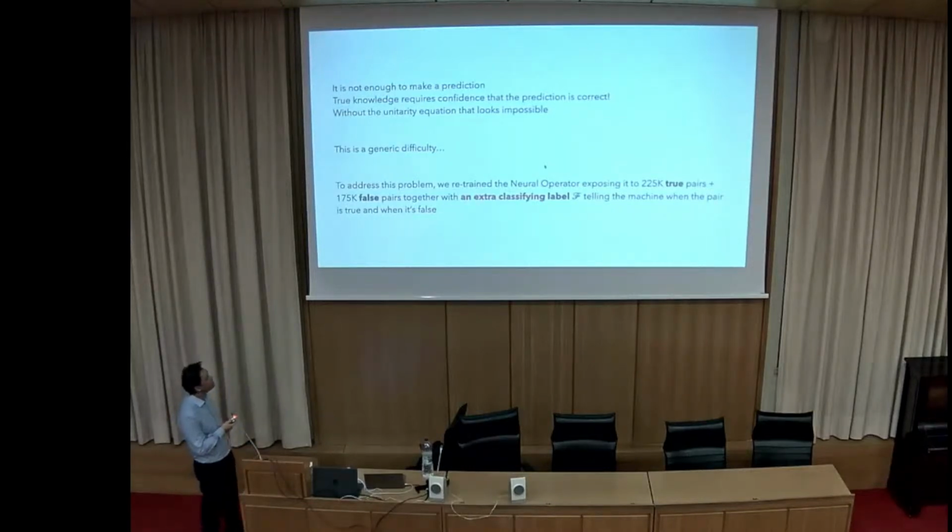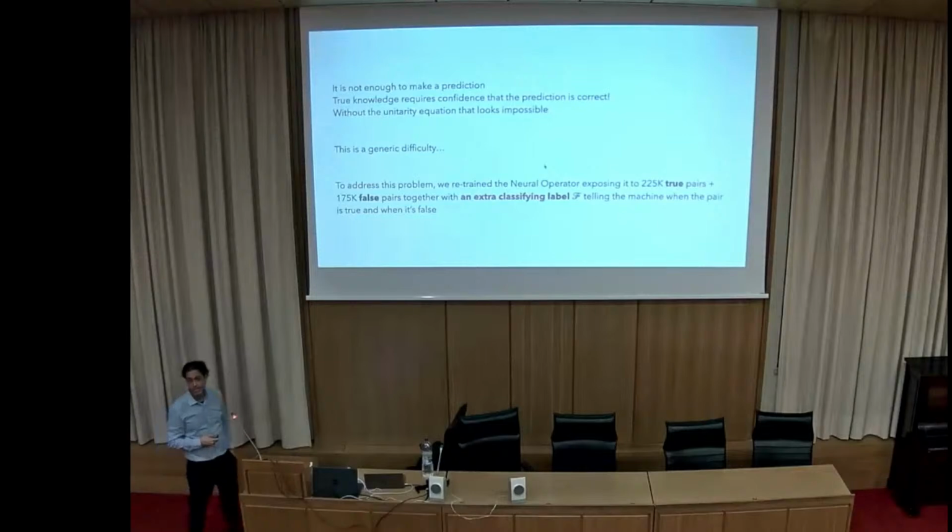So to address this problem, we retrained the neural operator, exposing it to 225,000 true pairs, just like before, and 175,000 false pairs. Here the B's and the Phi's are completely random. At the same time, we supply the neural network with an extra classifying label that tells it, this pair is correct, this pair is wrong. So we run a simultaneous classifying and regression task. Regression is find the function, classification is is it correct or not?